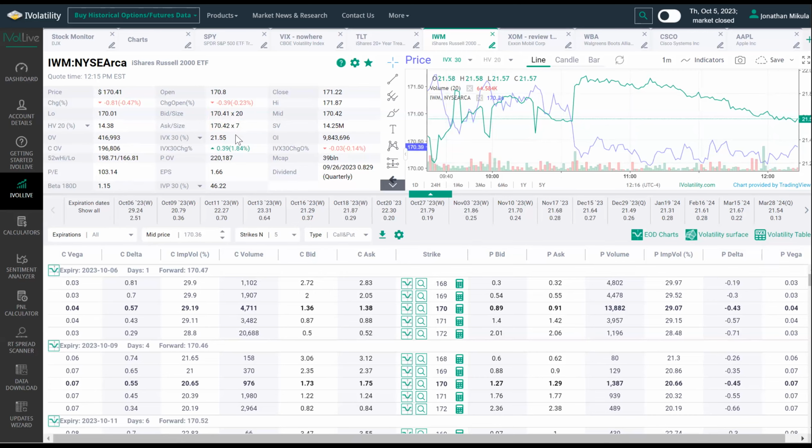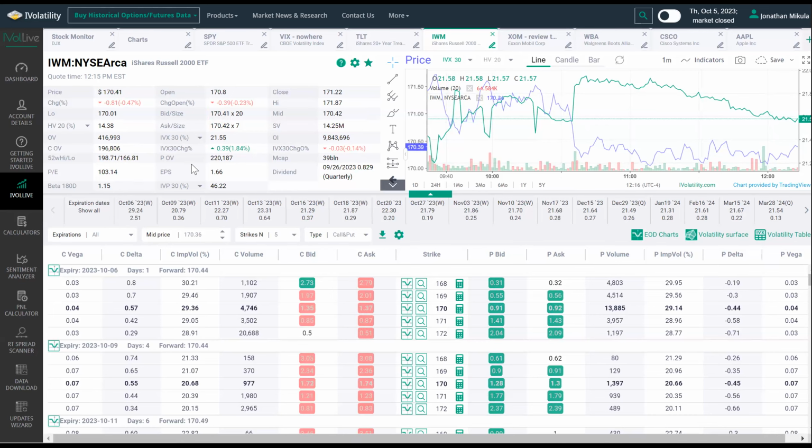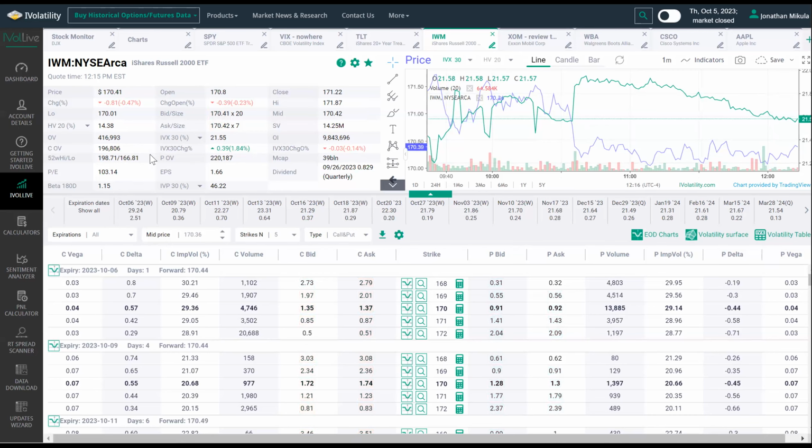Here's our bid ask. Here's our implied volatility. So we can see implied volatility is up on the day, almost 2%. Here's our put option volume. So calls and puts are close, right? I mean, they're about 20,000 contracts skewed towards puts. Here's our earnings per share.